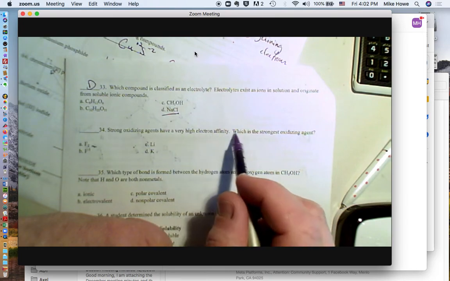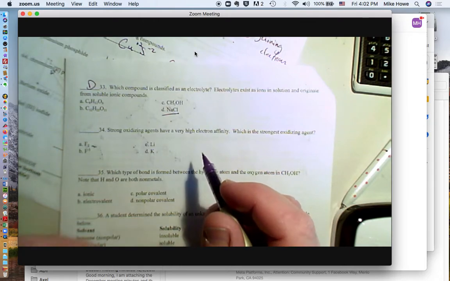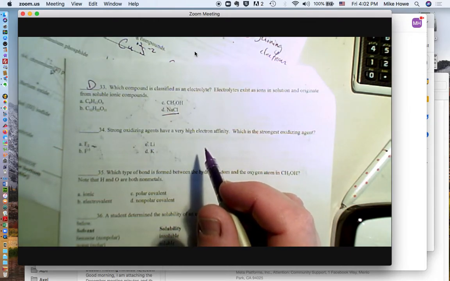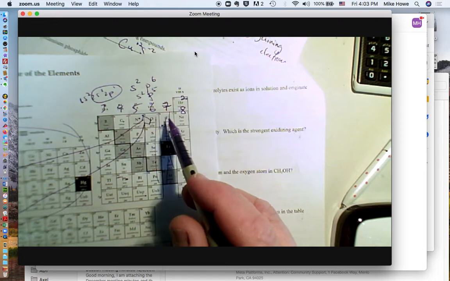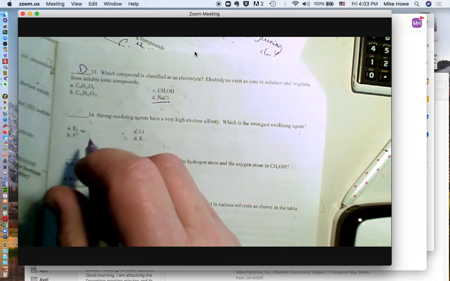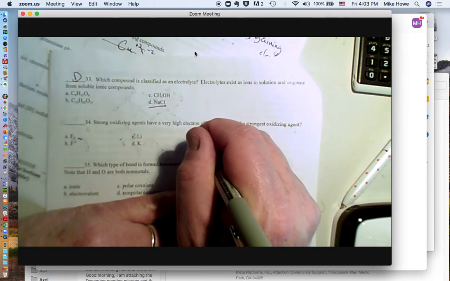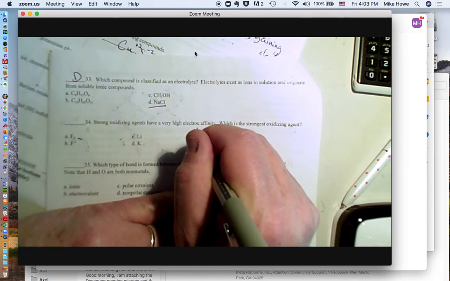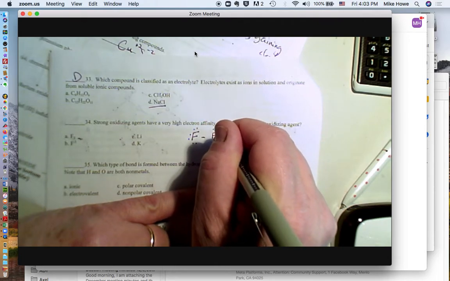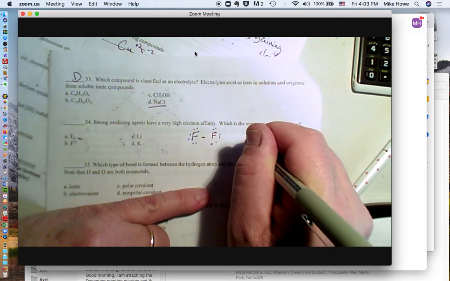Okay, which one of these has the highest electron affinity? Would that be a big atom or a small atom? So it'd be small atoms, because small atoms attract electrons more. Smaller on this side, so we're looking at F. But then you have to decide if it's F2 or F minus. So F2 would look like this. F minus would look like this.